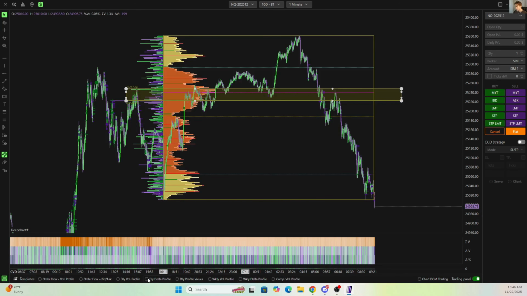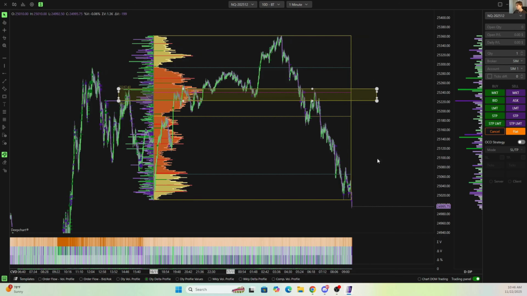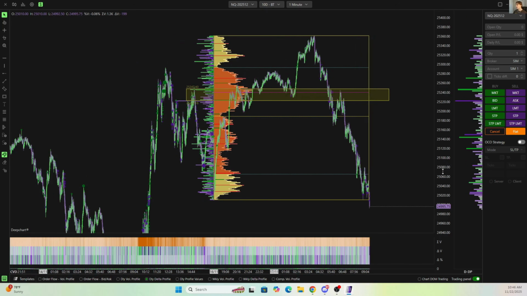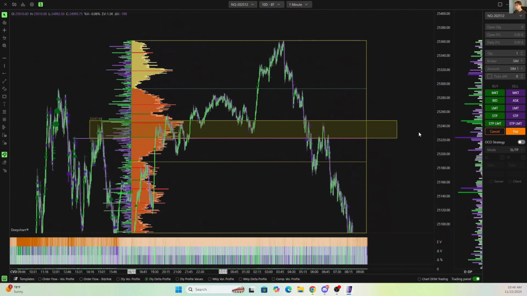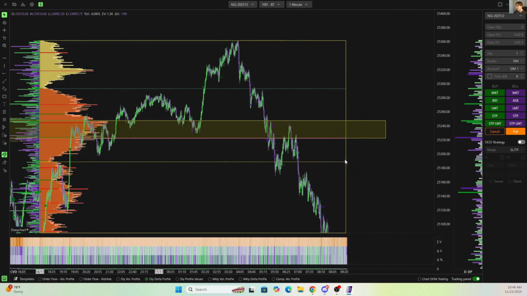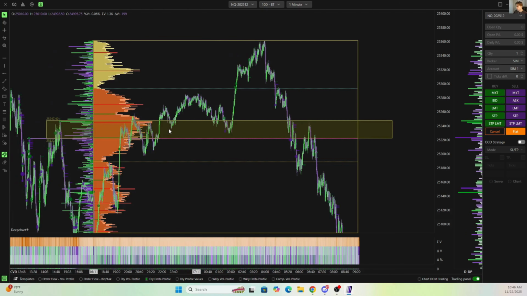And so I'm going to put on the delta profile as well. Same thing that we see on the right. And what is significant about this level too? It is this area that we rejected from. It was previous support, we broke through it. Now we're resisting it. It is the point of control, high volume area.